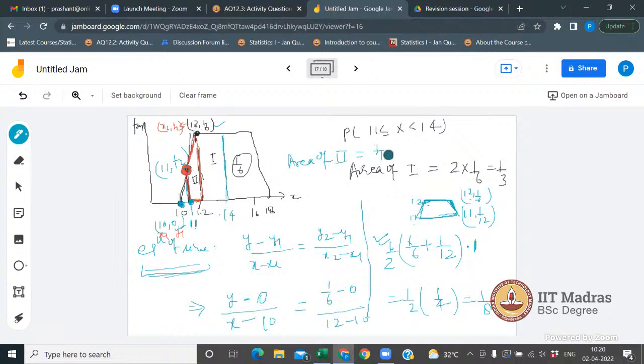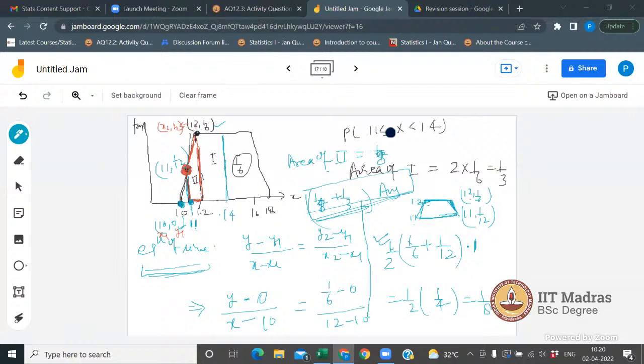is 1 by 8. Now you have to add these two. Means 1 by 4 plus 1 by 3 will be the correct. No, it's not, it's 1 by 8. 1 by 8. This is the correct answer. Okay, sir. Got it? Yes, sir. Thank you, sir.